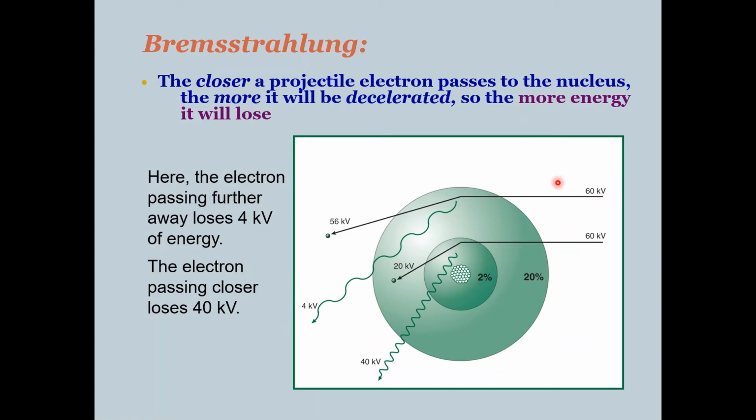Now, the requirement for this statement to work is that the two incoming electrons both have to have the same initial conditions, the same kinetic energy to start with, one being closer, one being further away. The one that's closer is going to lose more kinetic energy and create an X-ray photon, a photon of electromagnetic radiation that is more energetic than the electron passing furthest away.